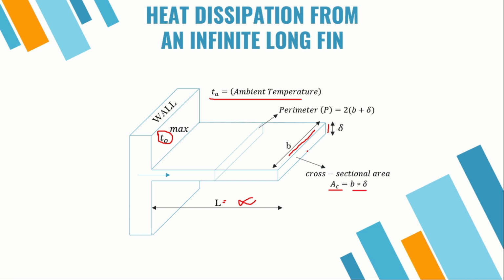If in case this fin is in circular shape, so the area would be here pi by 4 d square. So the area in that case would be pi by 4 d square when the fin is in circular form.